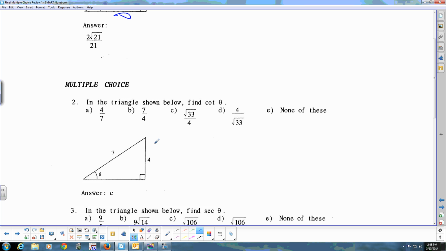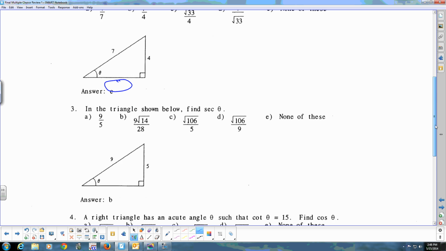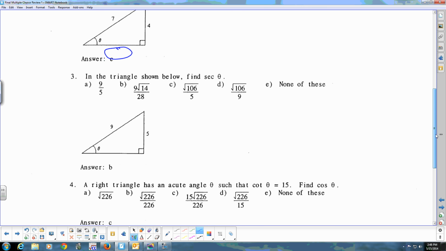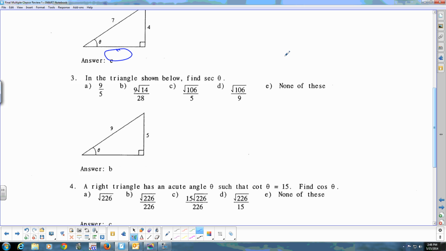Trying to find the cotangent of theta. It's the same thing. You need to do the Pythagorean theorem, find that side, give me the cotangent. Find secant. Secant's related to cosine, so I would find the cosine of theta first personally, which again means I need to find that adjacent side. Once I got an answer, I would find the reciprocal of it.